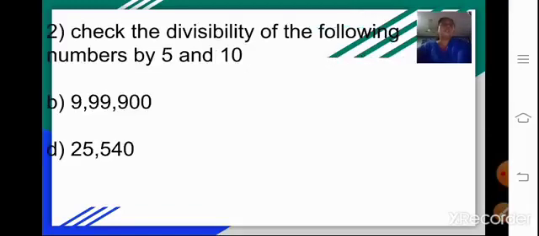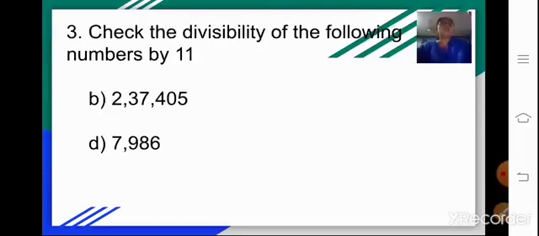Now the second question is check the divisibility of the following numbers by 5 and 10. The same way you have to write whether these two numbers are divisible by 5 as well as by 10. And your third question is check the divisibility of the following numbers by 11.